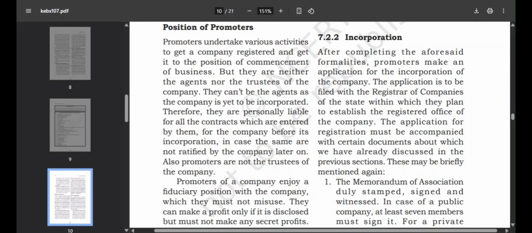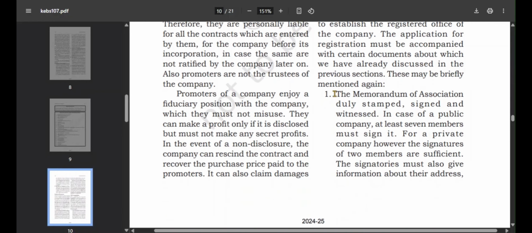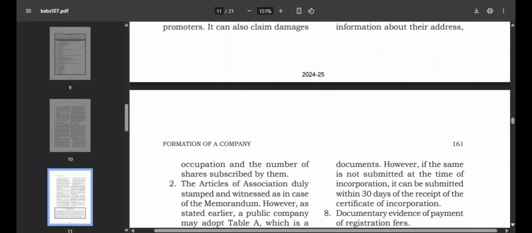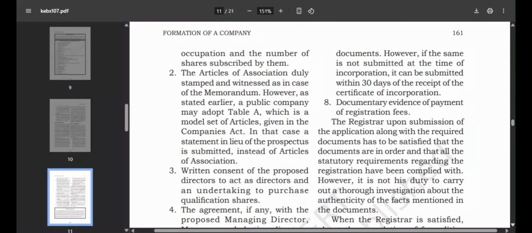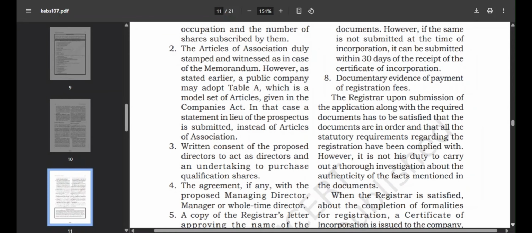Application is to be filed with registrar of companies of the state. So the application of the registration must be accompanied with certain documents about which we have already discussed in the previous section. These may be briefly mentioned again. So it's the same they are mentioning again. Whatever we studied till now, MOA, then AOA, then written consent and all of that is being repeated over here.